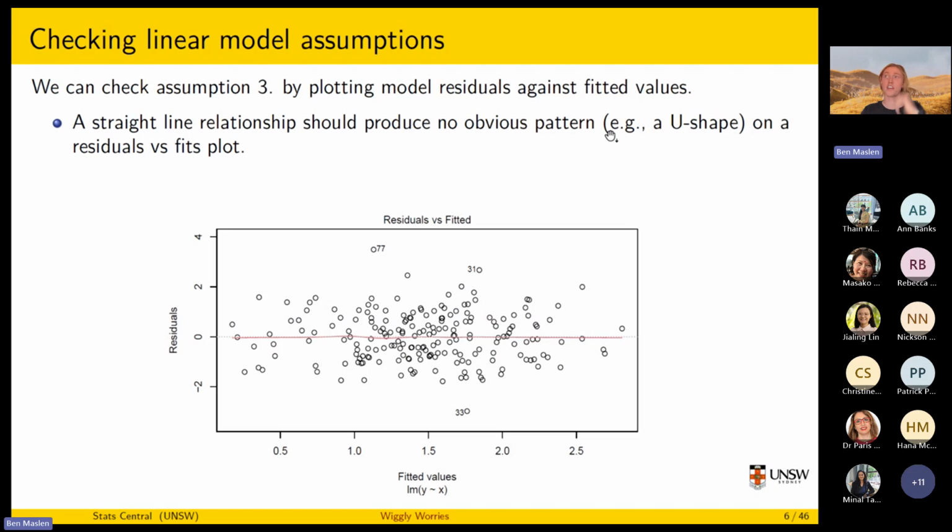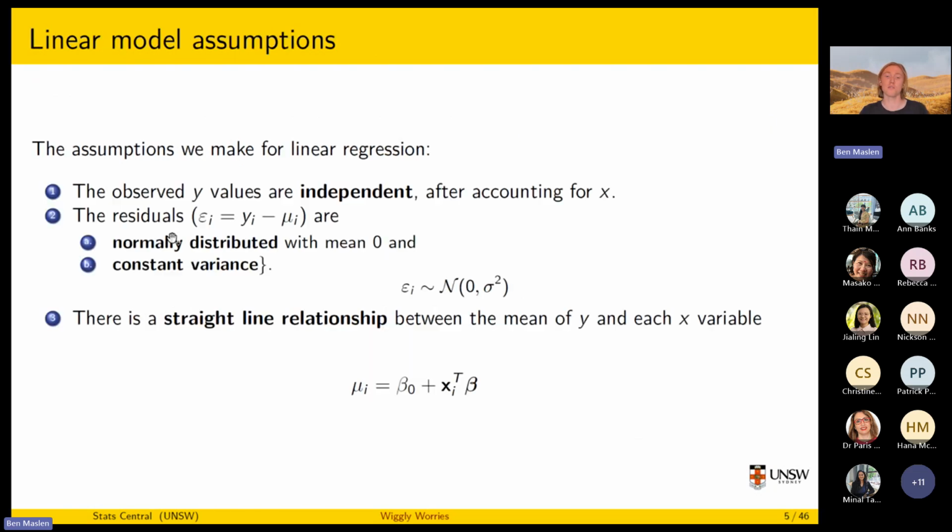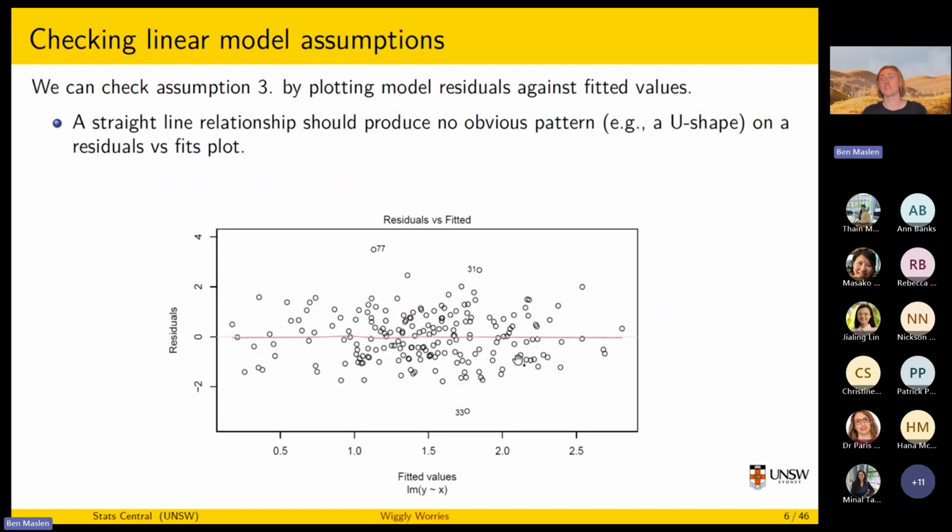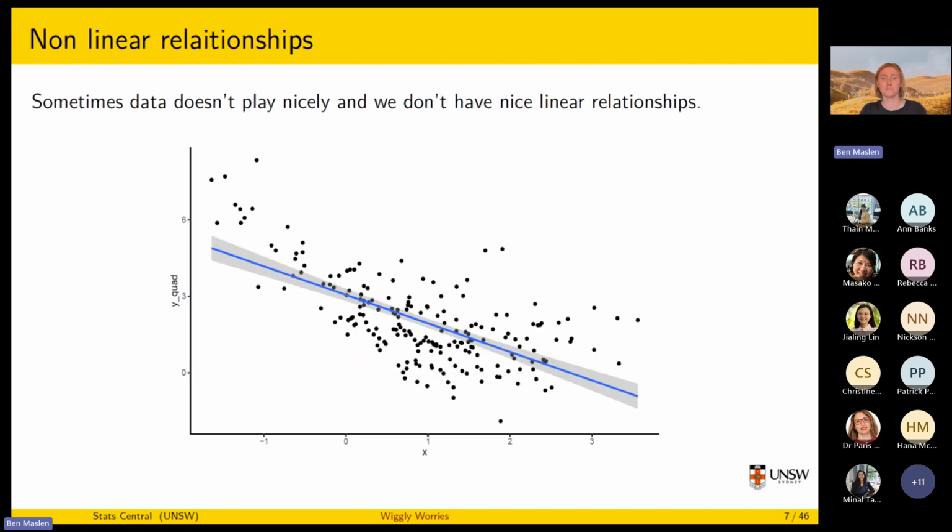Well, first we should check this assumption. How do we check it? We can check this last assumption by plotting our model residuals against our fitted values. If there is a straight line relationship, there should be no obvious pattern in this plot. We've got our residuals on the y-axis, and our fitted values, which is the estimated line that we fit, on the x-axis here, okay? And we're looking for any U-bend or patterning that seems to suggest that we haven't actually captured the general trend, okay?